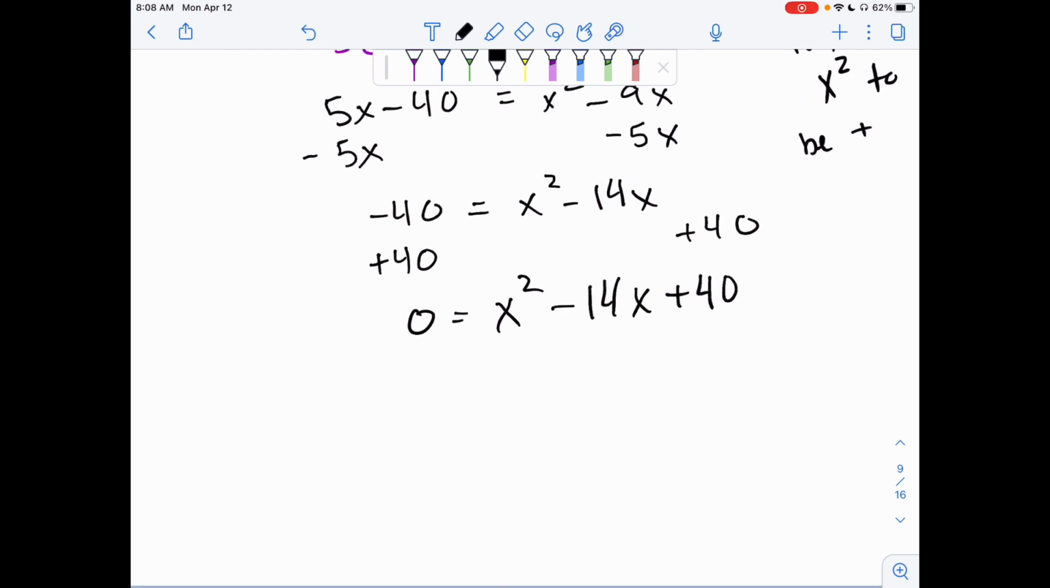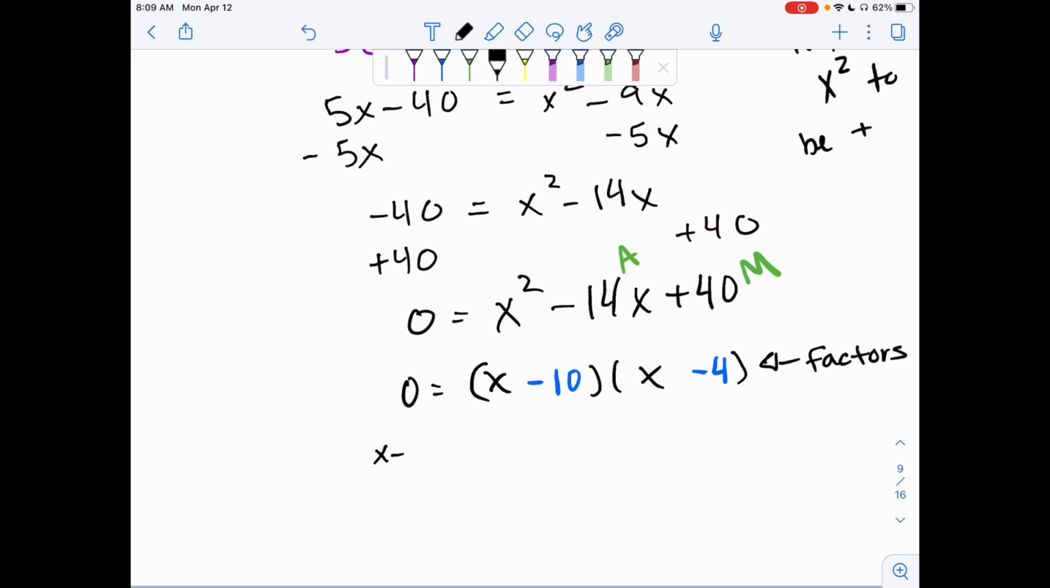Now our next step is to factor. I'm going to ask myself, what are two numbers that multiply to be 40 and add to be negative 14? Well, those numbers are negative 10 and negative 4. So my factors are x minus 10 times x minus 4. Again, these are my factors. So my answer is what I get when I set these equal to 0.